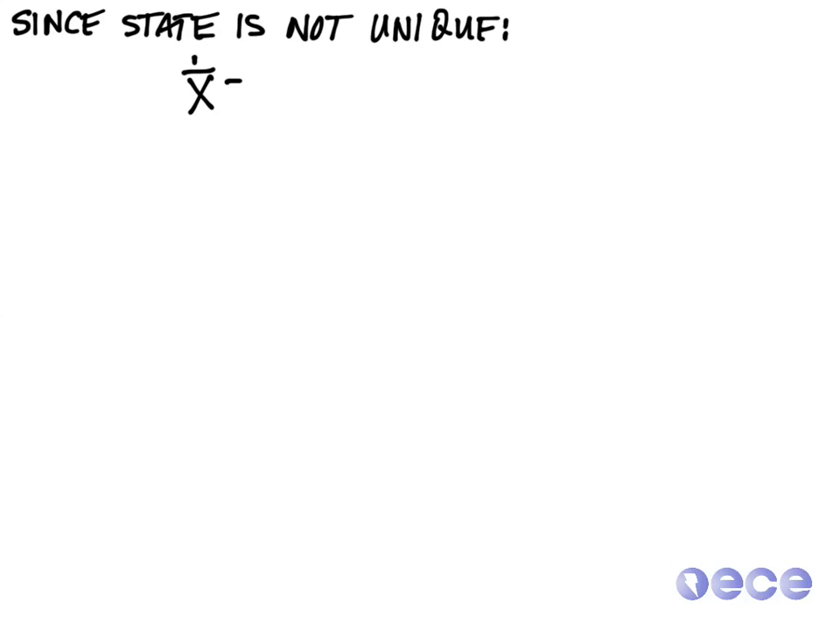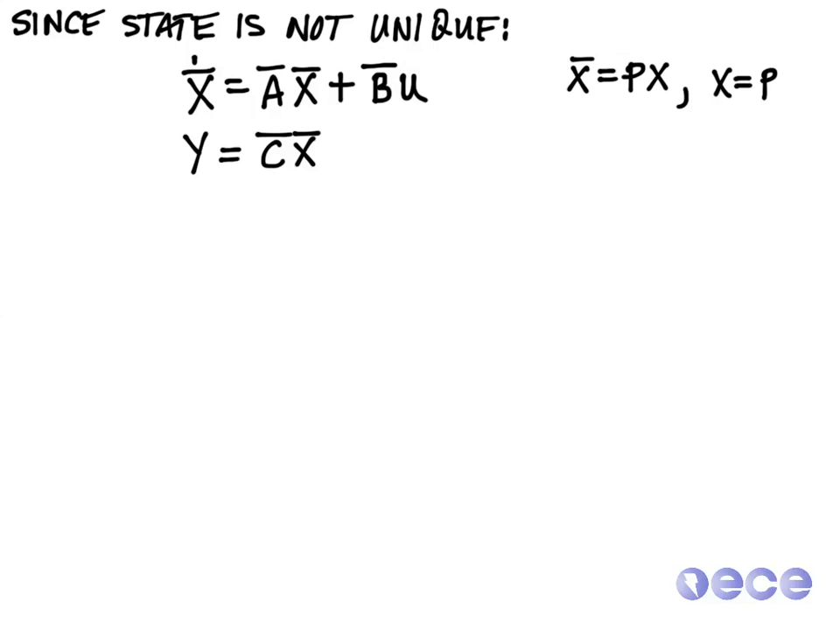Because state is not unique, we can define a state update equation and an output equation to give us back y based on the same input u. We're just going to have the definition of time varying state be different. So b has to change to b bar, a has to change to a bar, and c has to change to c bar. So we can define these as x bar equals p times x.